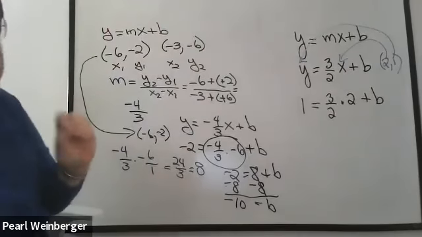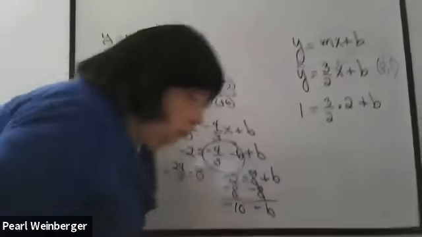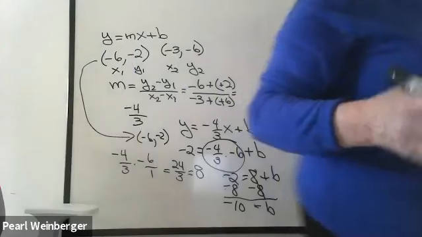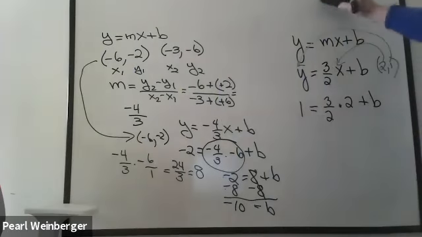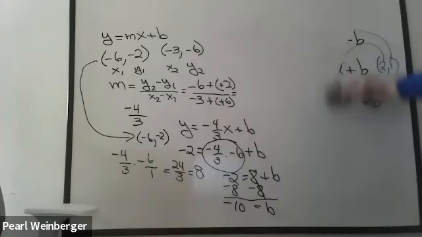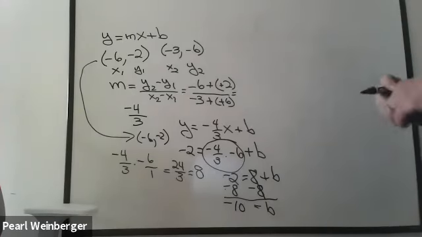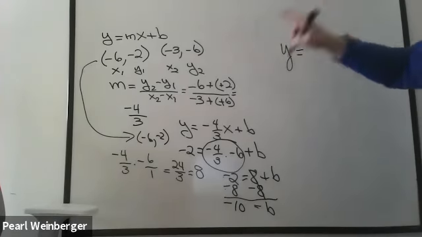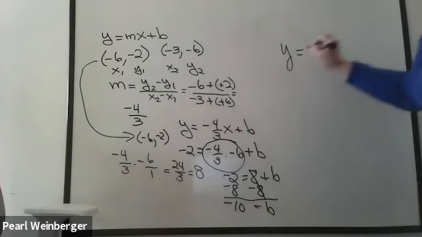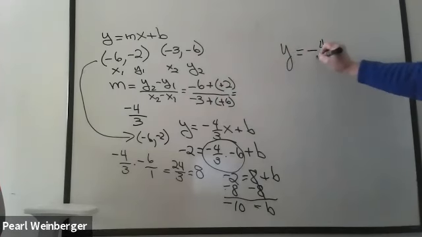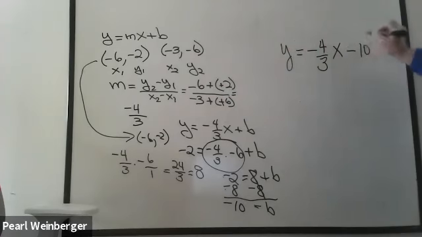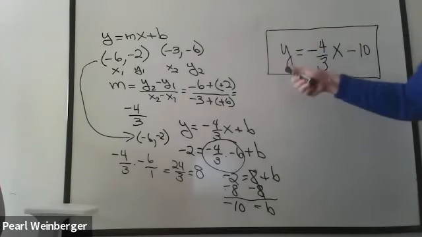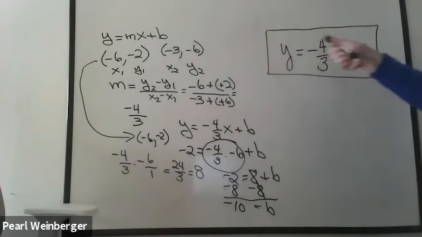I didn't do it by drawing anything. I just did it by sticking it into the equation. And now I know what my equation of my line is. My line is y equals, well, my slope is -4/3 x minus 10.